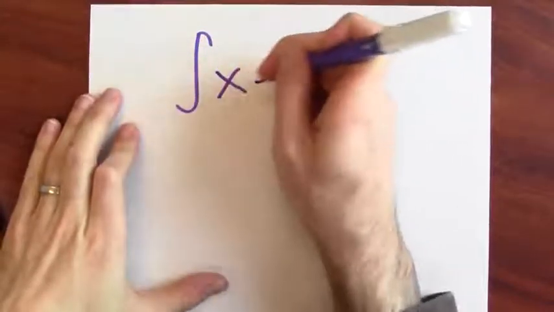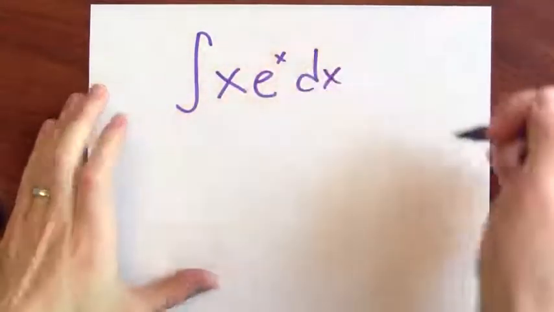The basic idea of integration by parts is that it lets you differentiate part of the integrand, but only if you're willing to pay a price. And that price is anti-differentiating the other part of the integrand. Well, let's try it. For example, let's find an antiderivative of x times e to the x.